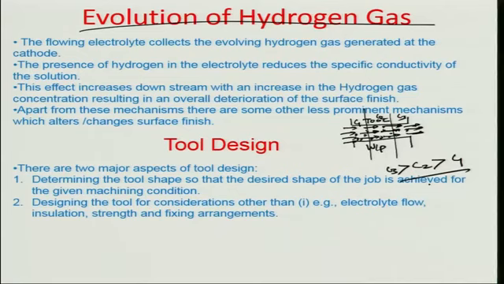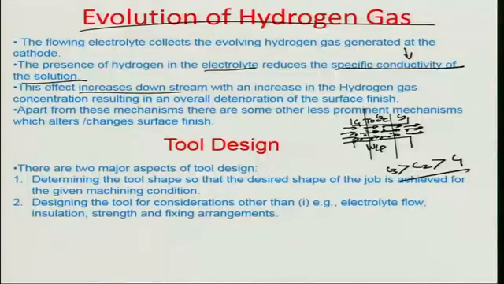This presence of hydrogen in the electrolyte reduces the specific conductivity of the solution quite a bit, and so the material removal rate, which is affected by the current density factor, which is again dependent on the conductivity of the solution, would be greatly jeopardized because of such packing up of hydrogen gas within the electrolyte in the flow direction. This effect increases downstream with an increase in the hydrogen gas concentration, resulting in an overall deterioration of the surface finish, and therefore it is very important for an ECM machinist to have a good idea of how to do the tool design.